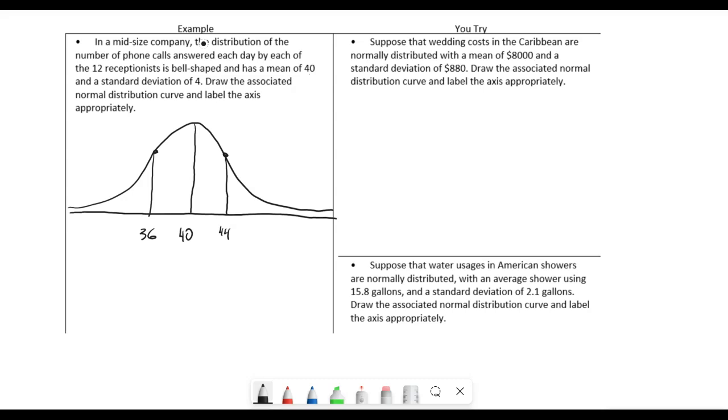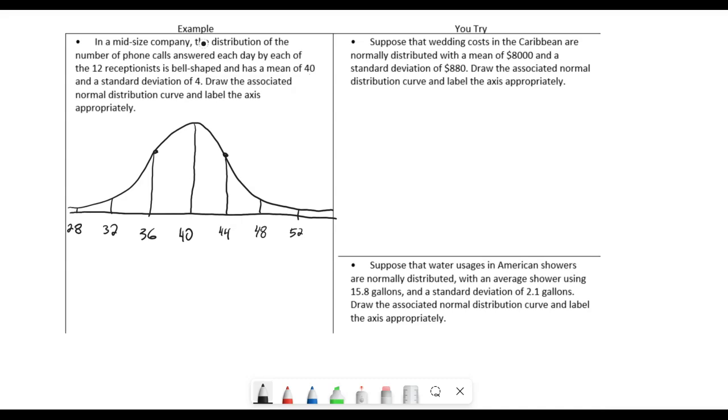And now with that spacing that's been created, and it's not the same, and it should be, estimate about that same distance 2 more times, and we have the 3 standard deviations to the right and the 3 standard deviations to the left of the mean. We just need to continue to do the standard deviation of 4. So 40 plus 4 is 44, plus 4 is 48, plus 4 is 52. And 40 minus 4 is 36, minus 4 is 32, minus 4 is 28.